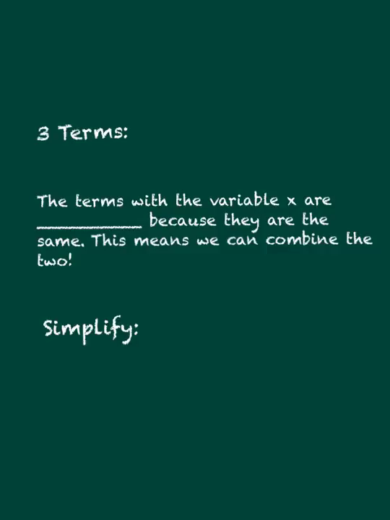Alright, so let's take a look at an example. Say I have 12x plus 7 plus 5x. This is going to be an expression, and in this expression we're going to have 3 terms, and those 3 terms are going to be 12x, 7, and 5x.